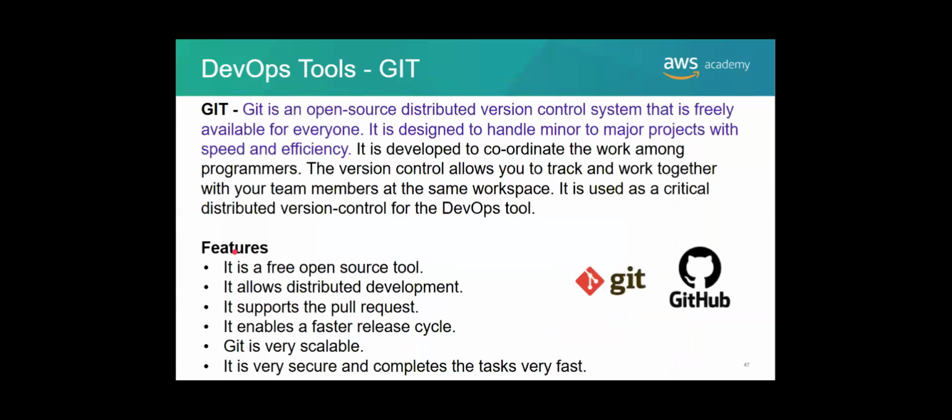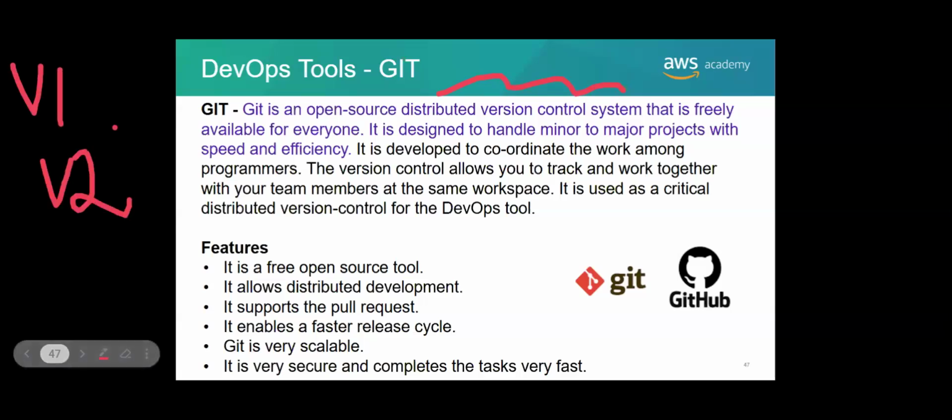Now we'll go one by one. What is Git? What are the main automation tools we have? First is Git. What is Git actually? Git is an open source distributed version control system. What is this version control system? I told you V1, V2. Do you remember? Yes, yesterday I told you V1, V2.